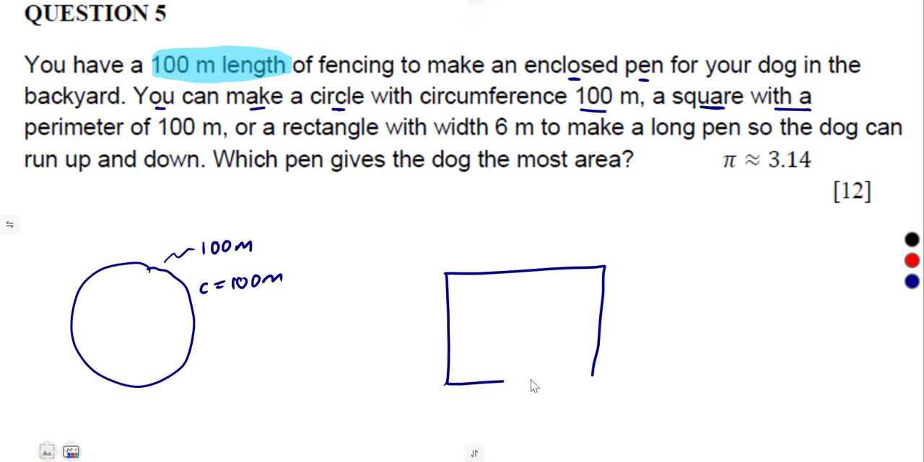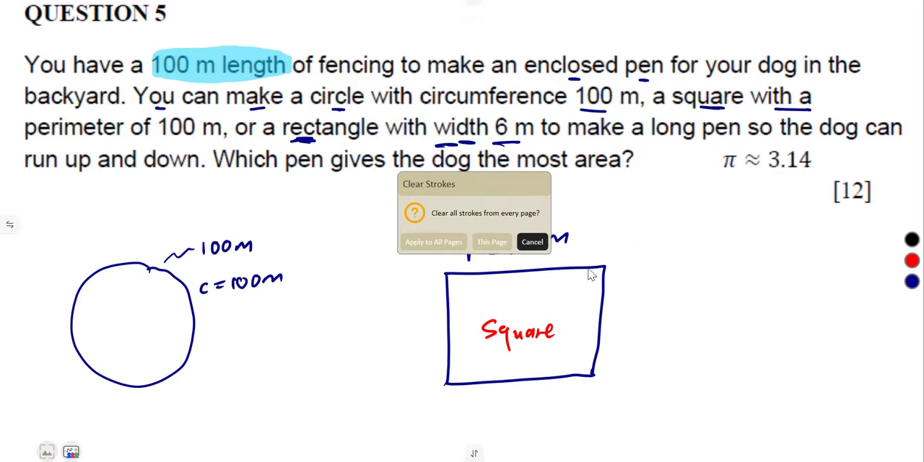All right, let's figure out. You can make a square with a perimeter of 100 meters, or a rectangle can be made with the width this time of 6 meters.